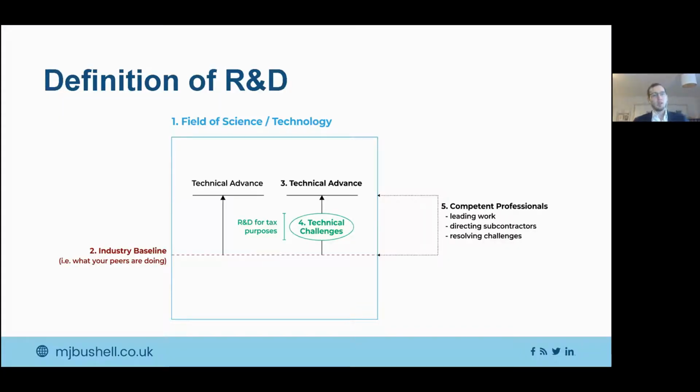So what does HMRC define as R&D, and what do they look for when you make an R&D claim? This illustration here is a really clear outline of the 5 things that HMRC look for when you make an R&D claim. So they look for a field of science and technology that you are trying to achieve an advance in, and the advance has to be above the industry baseline for that science or technology.